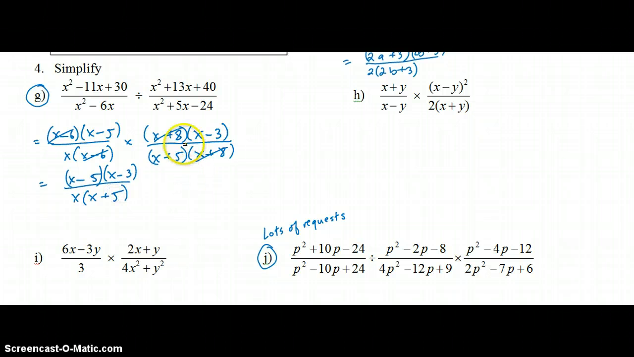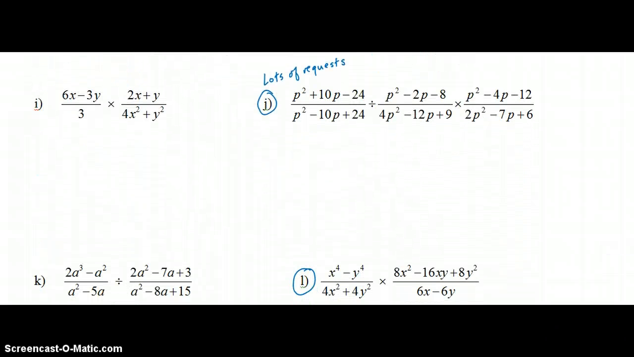Now you want to be suspicious, right? You say x plus 5, are you really sure about that? That came from the top, yes, it's positive, and the x minus 5, no, they're not going to cancel. So move on. And as you see, letter J has lots of requests, just because there's so much work to do in this question, but shouldn't take too long.